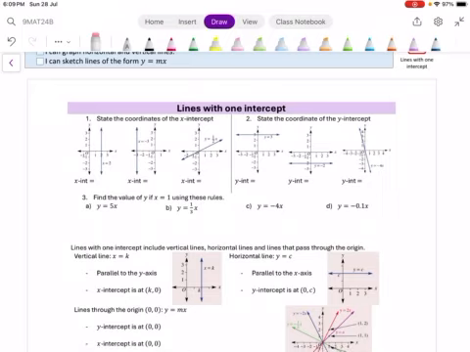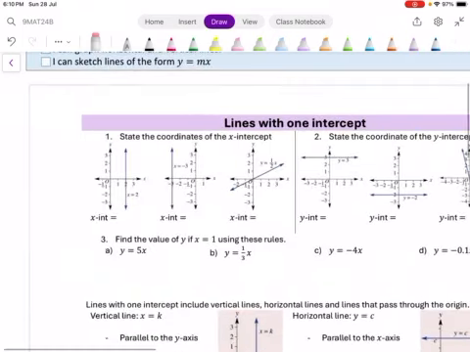For question 1, you want to state the coordinates of the x-intercept. Question 2, you want to state the coordinate of the y-intercept. And question 3, you want to find the value of y if x equals 1 using these rules. So pause the video here. It'll take about 5 minutes and then come back and check your answers.